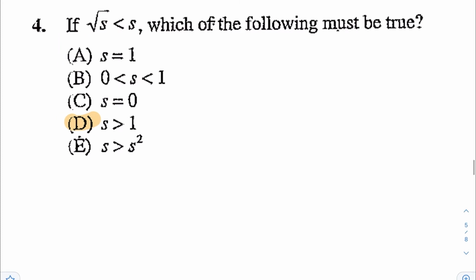All right, next for number 4, if the square root of s is less than s, which of the following must be true? So if you square root a number, in general, the number gets smaller. For example, the square root of 25 is equal to 5. And of course, 25 is much greater than 5.